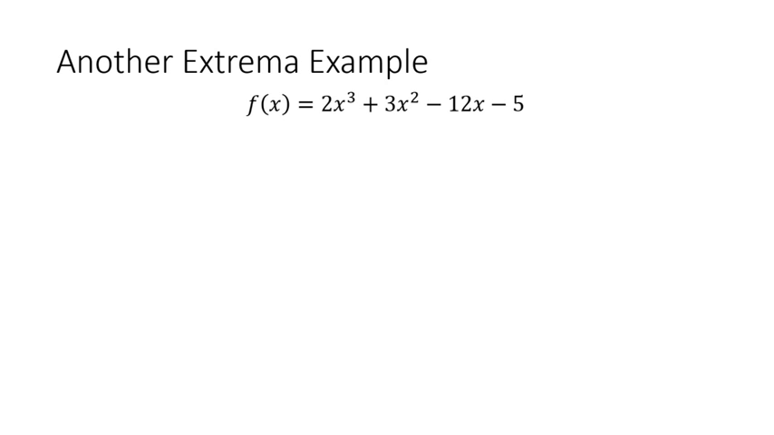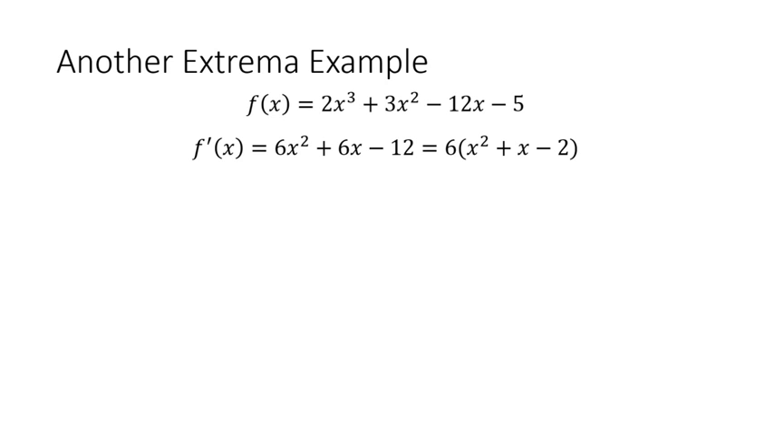All right, so here we have f of x is 2x cubed plus 3x squared minus 12x minus 5. We're going to take the first derivative. We bring the 3 down, we get 6x squared plus, bring the 2 down, 6x minus 12. The derivative of negative 5 is 0.